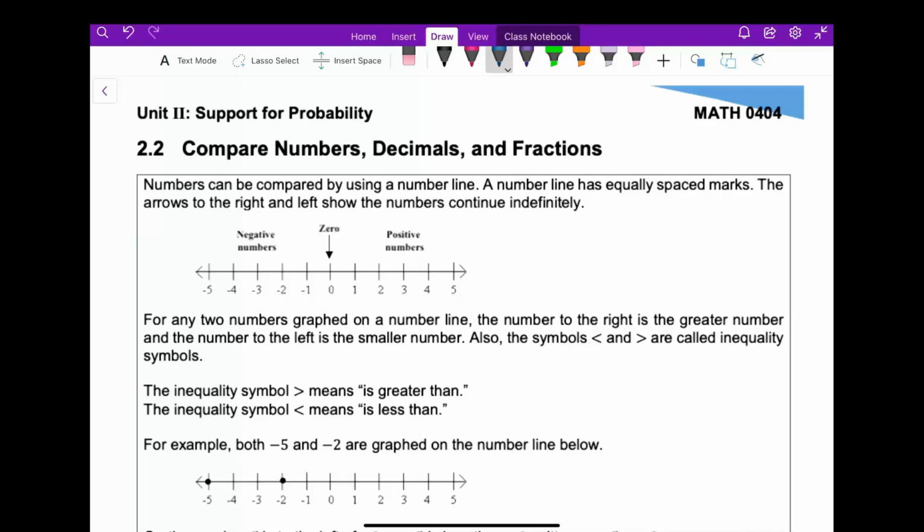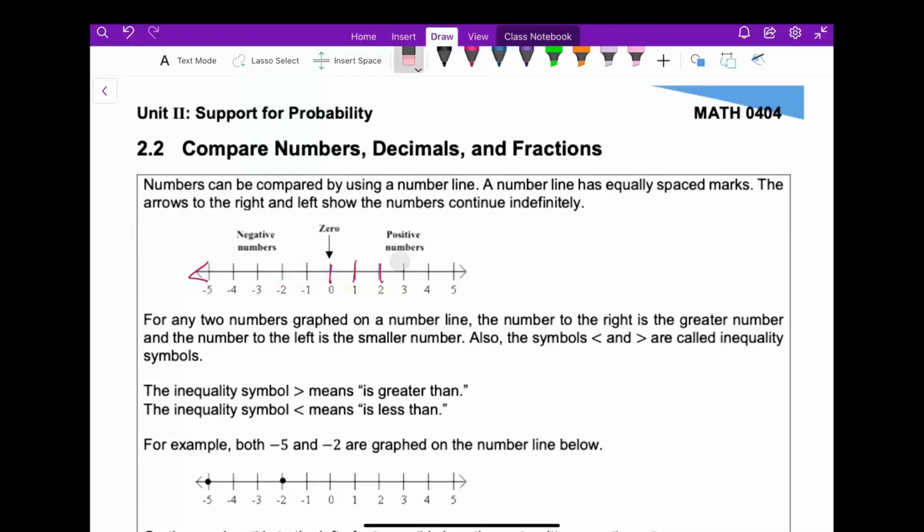Section 2.2, compare numbers, decimals, and fractions. Numbers can be compared by using a number line. A number line has equally spaced marks. Sometimes when we draw them really crooked, they're not equal. They should be, as best as you can. The arrows to the right and to the left show that the numbers continue indefinitely.